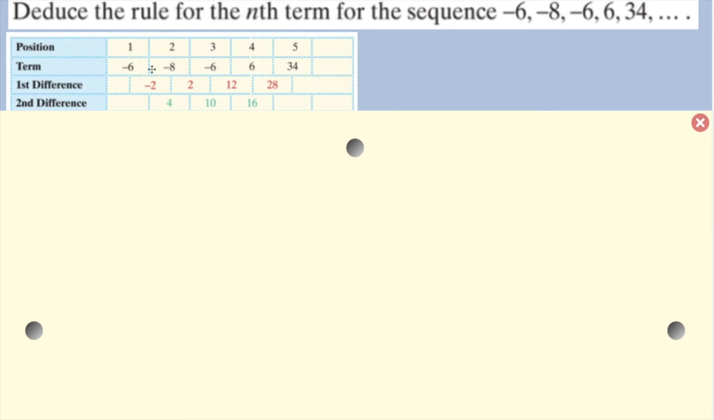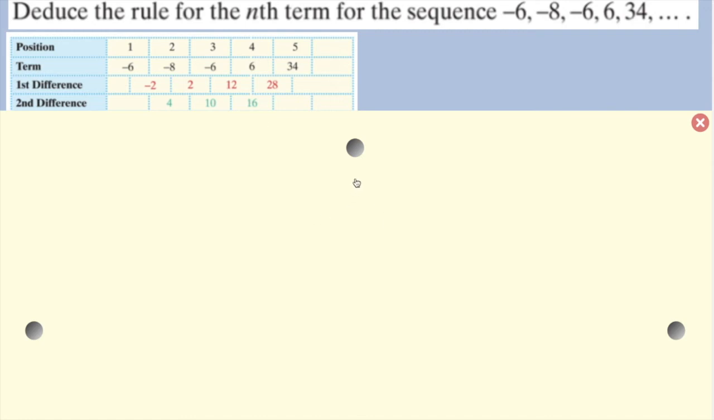Okay, the difference between -6 and -8 is -2. Okay, -8 and -6 is 2. Okay, and so on and so forth. Then the difference between these is 4. The difference between these is 10. The difference between these is 16.